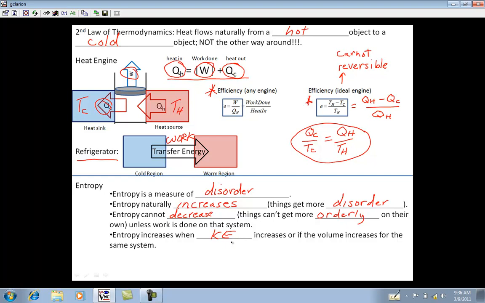How would increasing volume increase the entropy? Remember how work has got to be... Okay, so let me hit pause on here.